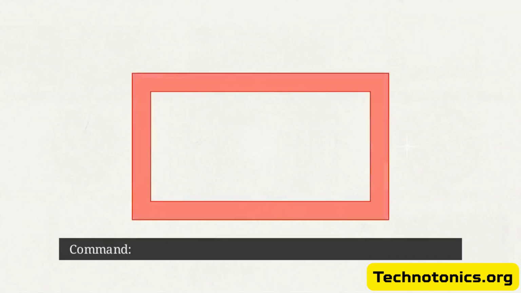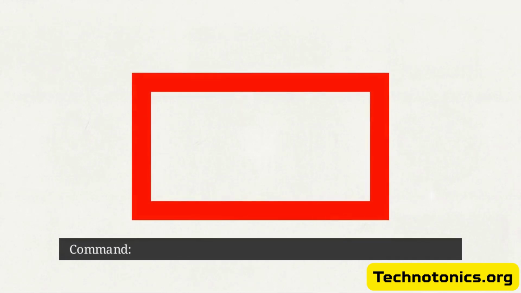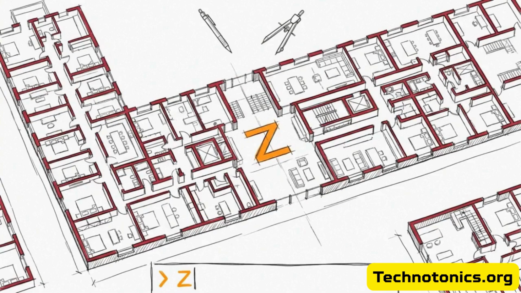Type REC for the rectangle command. Press Enter and click 2 opposite corners to define the outer perimeter of your layout. A room isn't a paper-thin line. Type O for offset. Enter a specific wall thickness and click your rectangle. This expands the border outward, creating a precise, uniform buffer zone that serves as a solid wall structure.